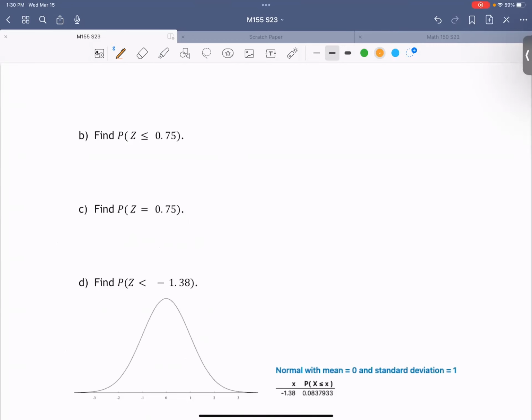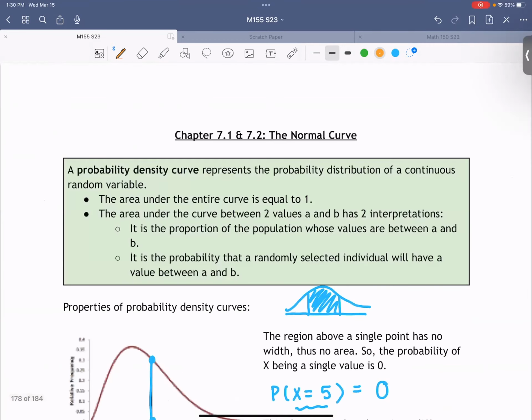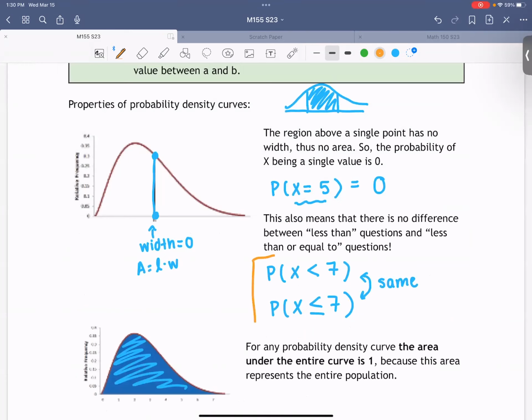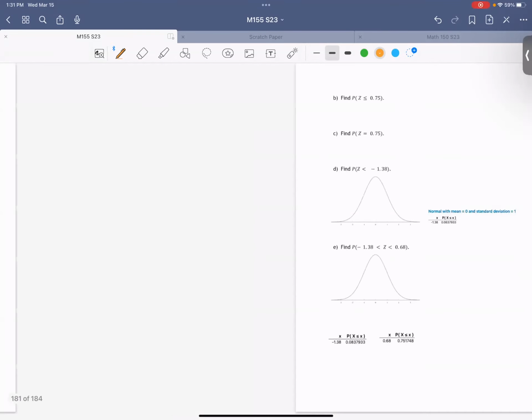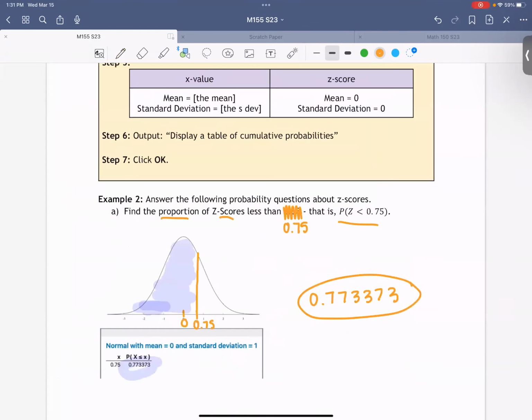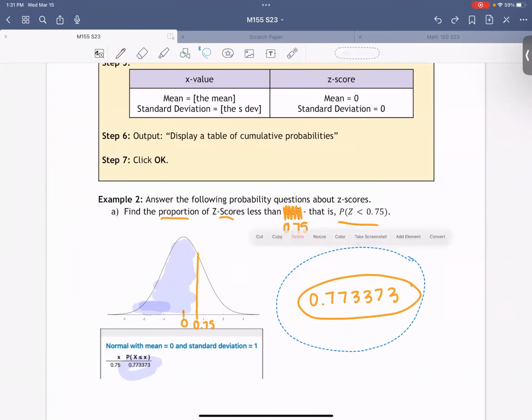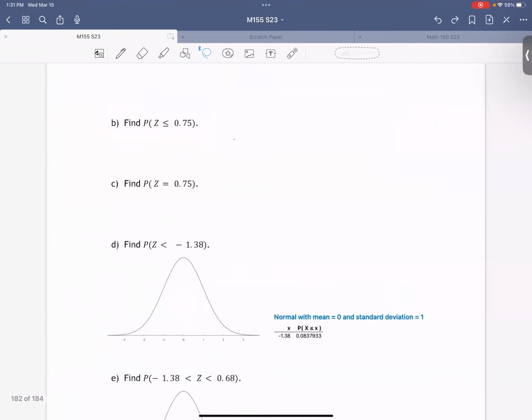This was kind of a while ago, but on the first page, I told you that the probability of less than 7, the probability of less than or equal to 7, it doesn't matter if it's less than or equal to. They're always going to be the same probabilities. So here, it's literally going to be the same answer as my last question. I'm literally just going to copy and paste it. So copy that answer. Let me just paste it on. That was easy.